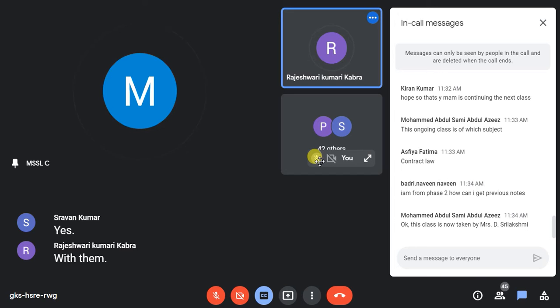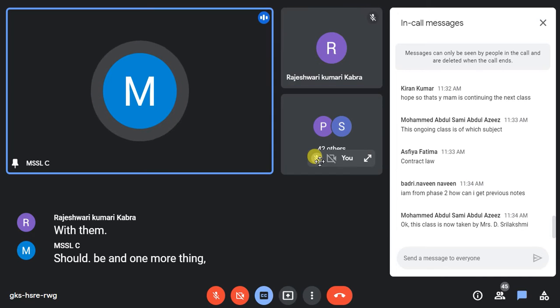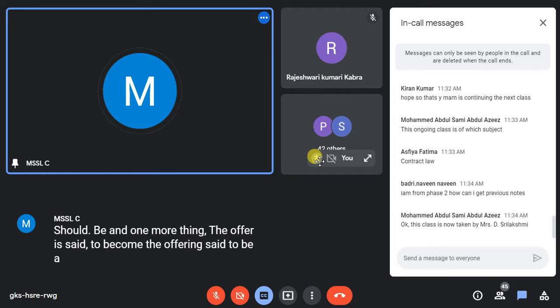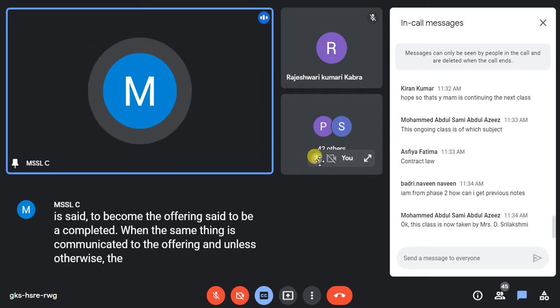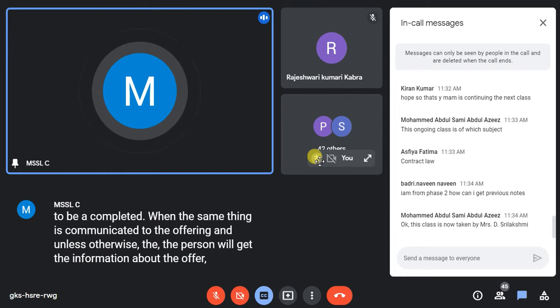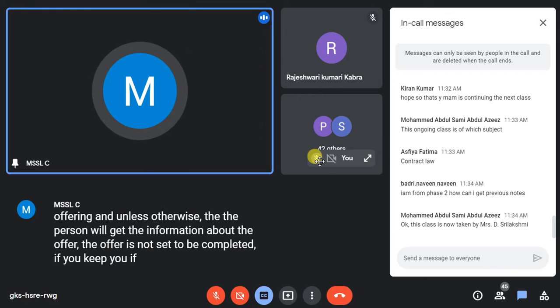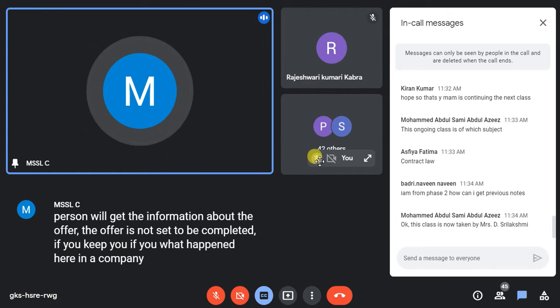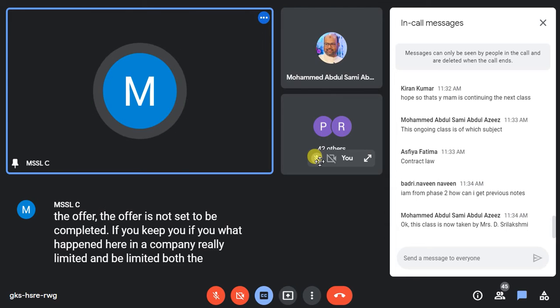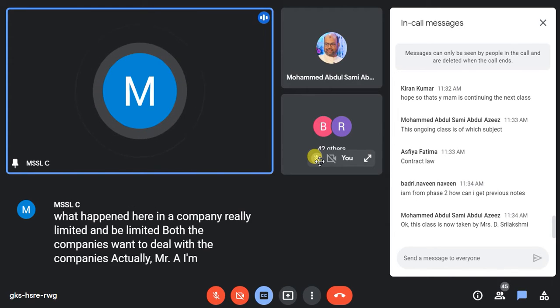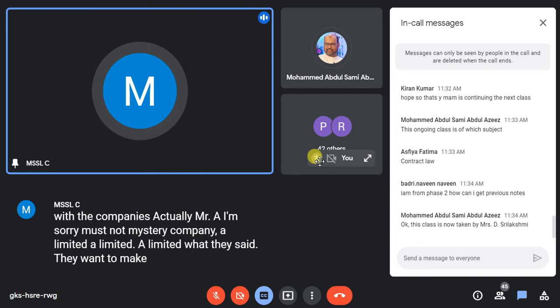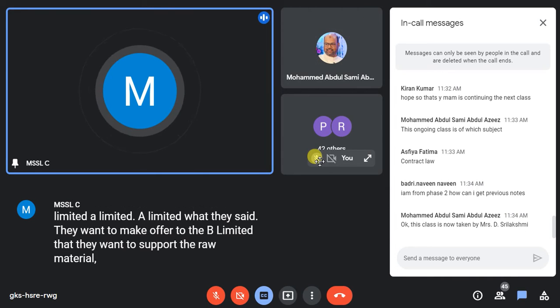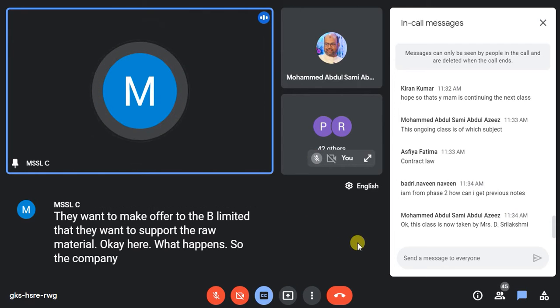And one more thing, the offer is said to be completed when the same thing is communicated to the offeree, and unless the person gets the information about the offer, it is not said to be completed. What happened here: company A Limited and B Limited, both companies want to deal. Company A Limited wants to make an offer to B Limited that they want to supply the raw material.